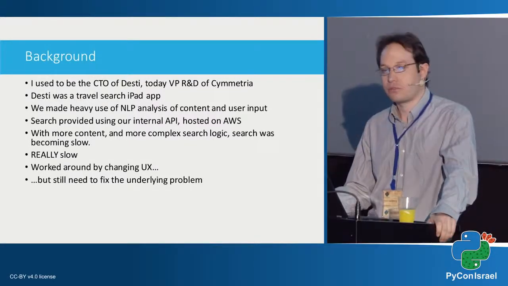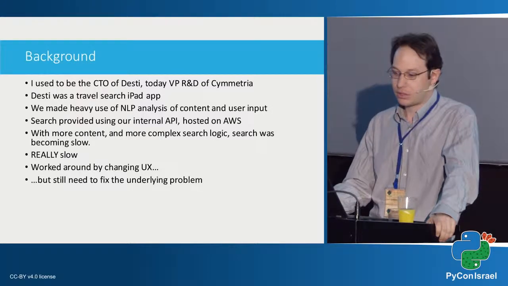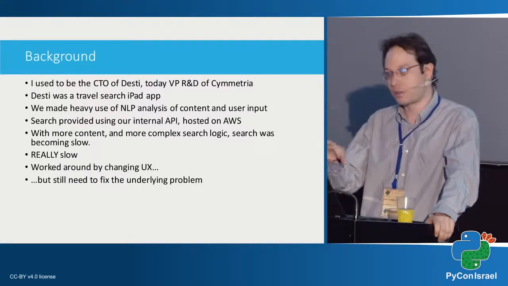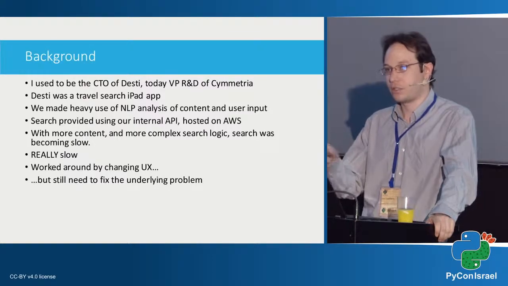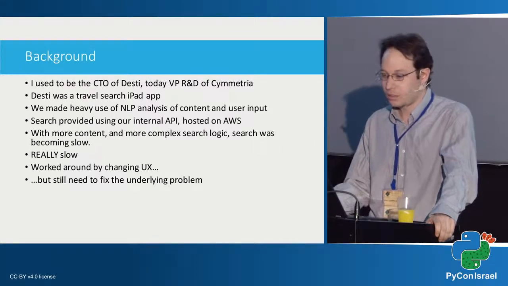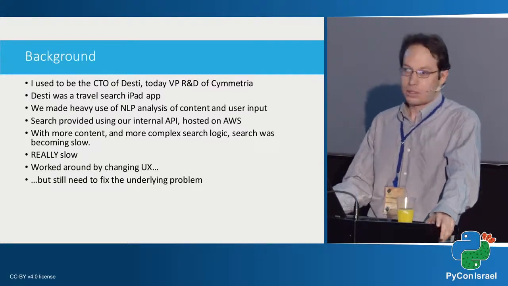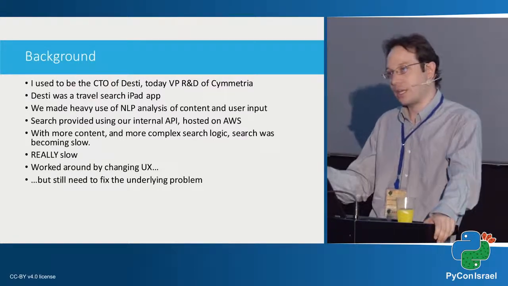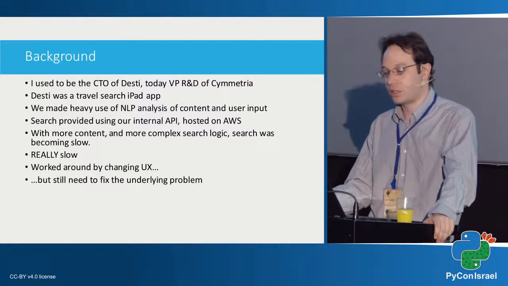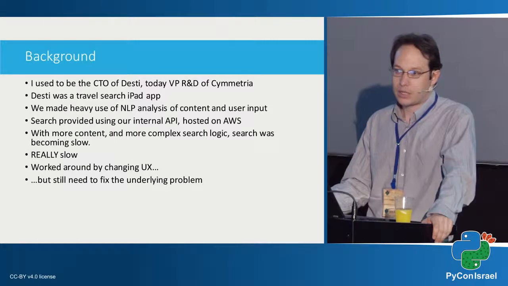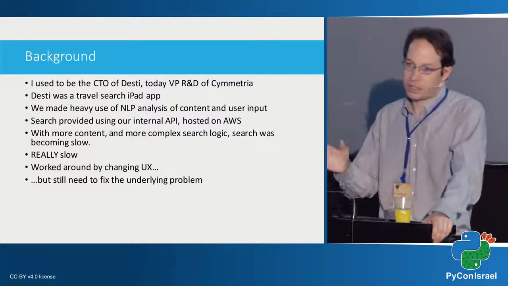Initially, search was fast enough, useful, but as we added more content, I mean, we grew from just supporting North California to supporting all of the United States, search became slow and then became really slow. Our first solution was, let's just work around it by changing the user experience. But there is only so much you can do with adding a progress bar.